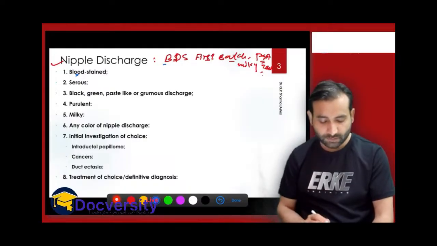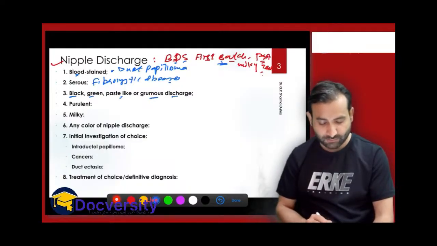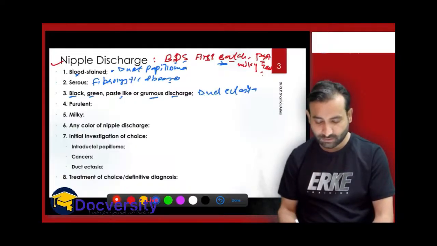So let's see over here. B, bloody discharge, right? So if you see the bloody discharge or blood stain discharge, the most common cause is the duct papilloma. Then D, serous discharge, right? If you have the serous discharge, then the most common cause is the fibrocystic disease. Okay, then you will see the batch means black or green or paste like or the grumous discharge. Then you see this was the duct ectasia, right?